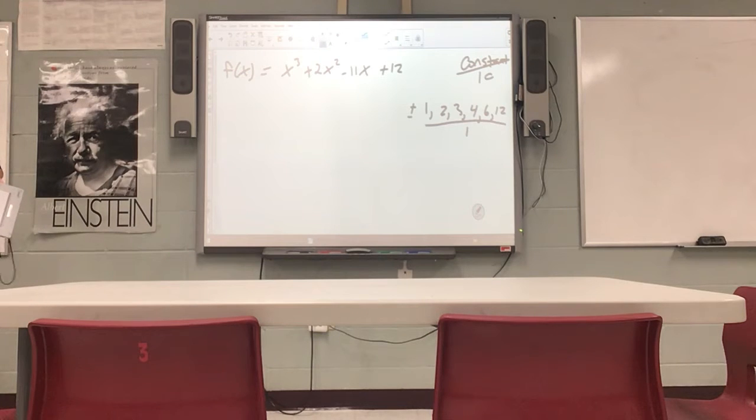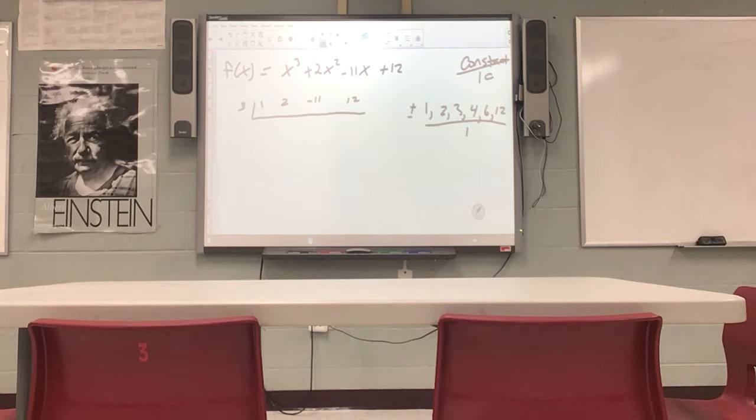So let's set this up for synthetic division using these coefficients up here: 1x cubed, 2x squared, negative 11x, and a constant of 12. And now let's go to our bucket of possible zeros and just pick one. Okay, 3. I'm gonna go 3 first. Now here's the deal. How will I know if 3 works or not? Just like on the bell ringer, we'll get a 0 in the remainder.